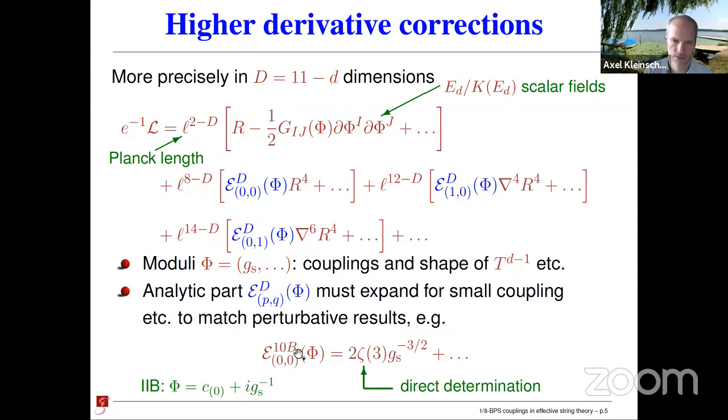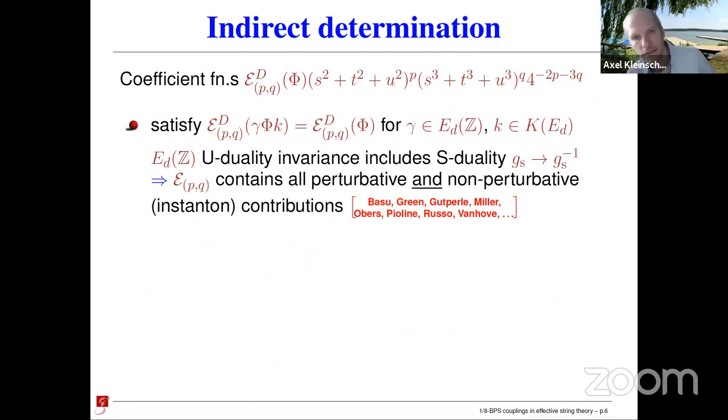And here I'm writing this for the type 2B case, where the modulus is just the axio-dilaton. So this is the Ramond axion with a string coupling from the dilaton. And when you expand this function of capital phi for small coupling, this is what you should see. And you should see many other things corresponding to the other calculations. Good. This is what I wanted to say about the direct way of looking at these coefficient functions. So these are really the things that determine how string theory corrects gravity. And now I want to talk about the indirect determination.